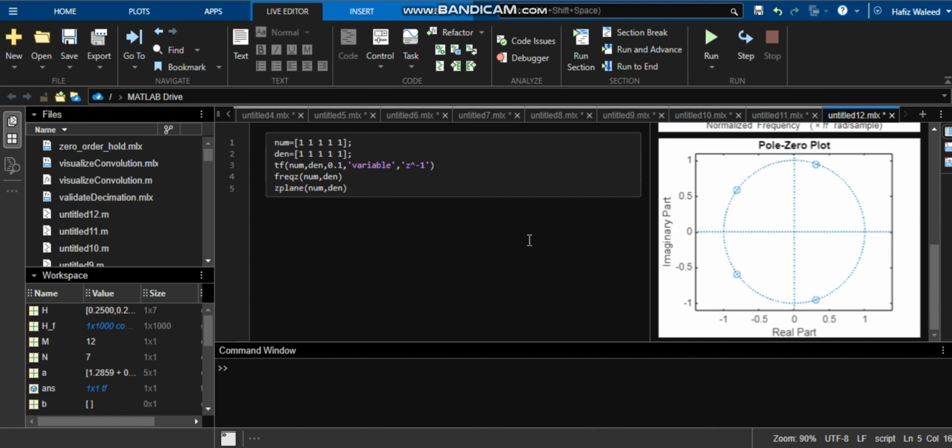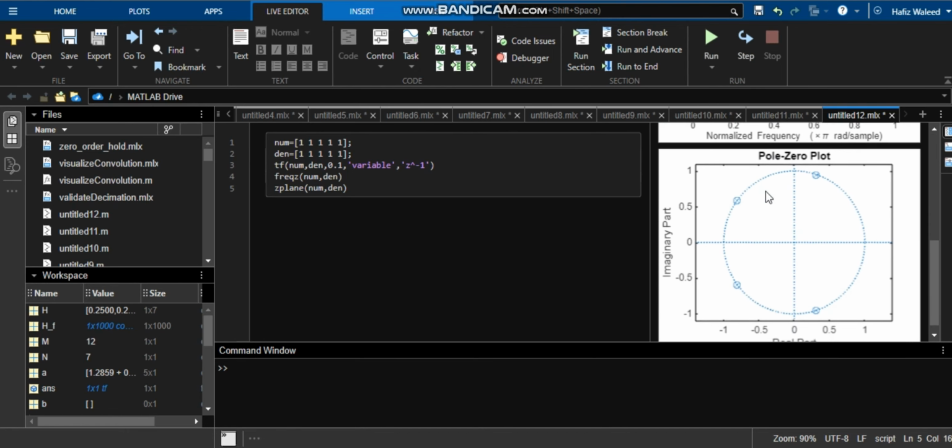It proceeds to compute and plot the frequency response of the transfer function using frequency, illustrating the system's behavior across different frequencies. Finally, it generates a pole zero plot using z-plane, visually representing the location of poles and zeros in the complex plane, which is crucial for understanding the system's stability and frequency characteristics. This is the output of this code.